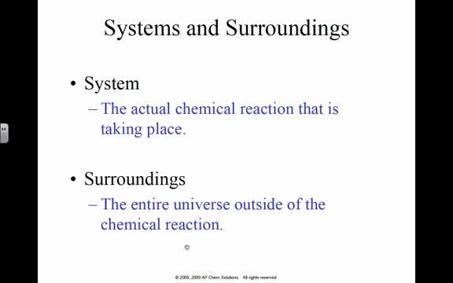Okay, two vocabulary terms that you need to be familiar with are system and surroundings. System is the actual chemical reaction that is taking place. Surroundings is everything around it. If you'll remember when I took the hydrogen and oxygen balloon and we set it on fire to produce water, anything inside of that balloon is considered the system. The balloon and everything around it was considered the surroundings.